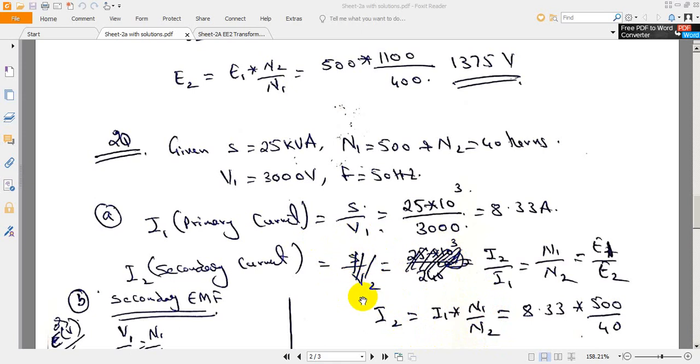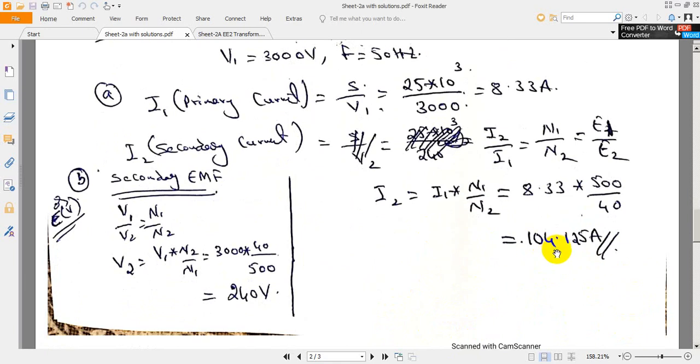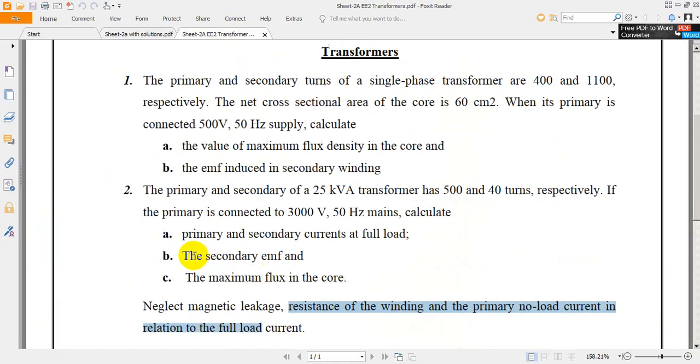As we don't know the value of V2, what are we doing? I2 is equal to I1 into N1 by N2. We are considering this relationship. So I2 is equal to I1, 8.33, into N1 value 500 divided by N2 value 40. With this we will get I2. So I2 is equal to 104.125 amperes.